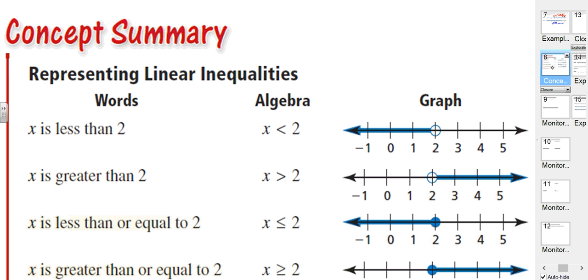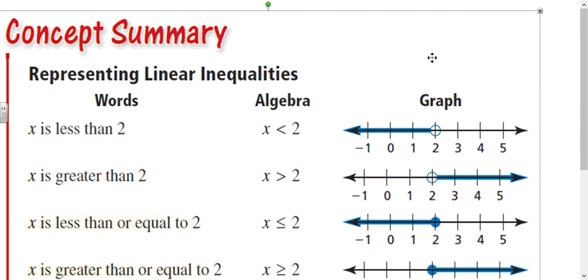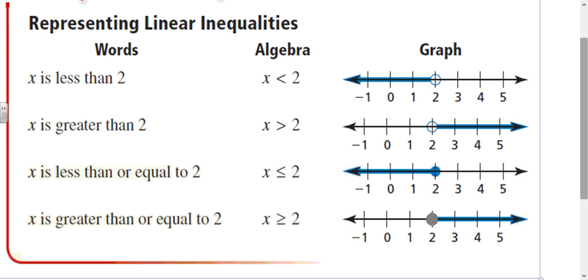All right, so in summary, I just want to kind of go through this with you guys. This is a representation of the inequality in words, and then what it looks like in the algebraic terms, and then what the graph looks like. So this is a really good thing to have copied into your notes so that you know what the differences are in case you forget later.